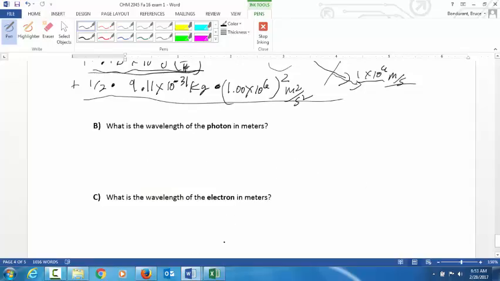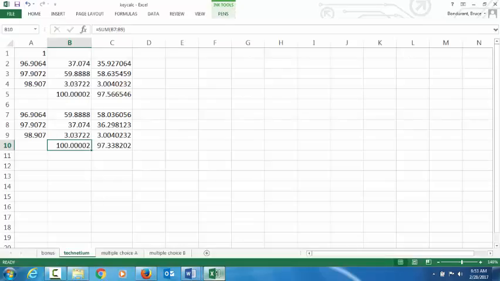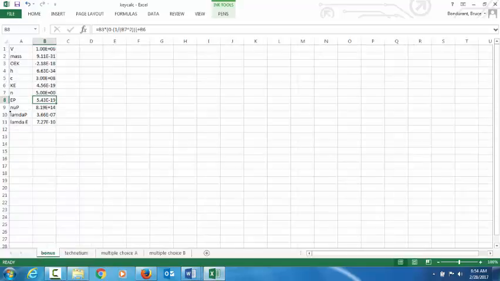And if we go to Excel, I have this thing set up and I just put n is equal to 2 and it calculates everything. But here we have the velocity, it didn't change. The mass of the electron didn't change.